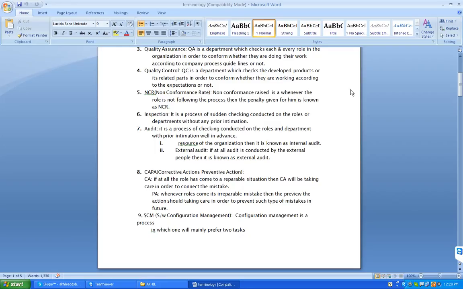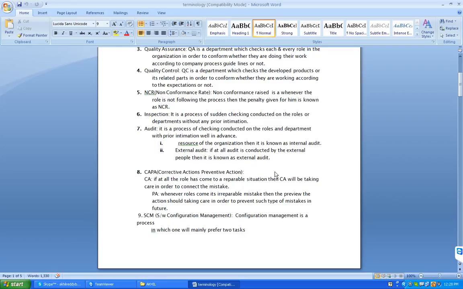Repairable means corrective actions. Irreparable means preventive actions. Here we need to prevent the actions. So that's why that is irreparable mistakes. Preventive action means irreparable mistakes. Okay.